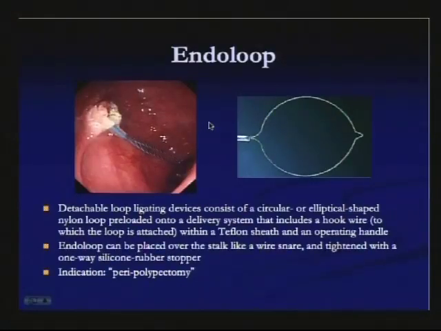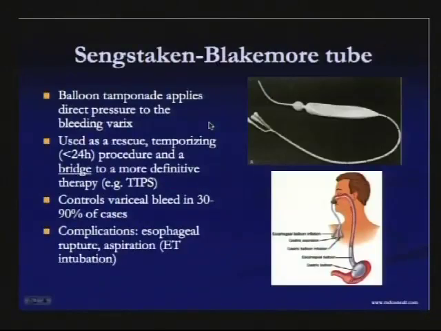Endoloops, usually these are placed prior to removing a big polyp. Usually big polyps come with a big blood supply and they can bleed, so we apply this nylon loop, and it's detachable. We put it at the base of the stalk and then do our polypectomy on the top.